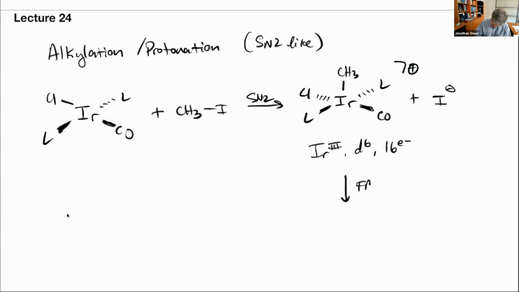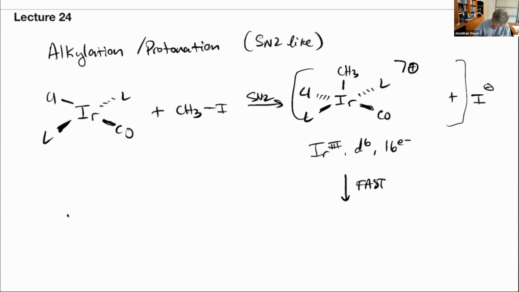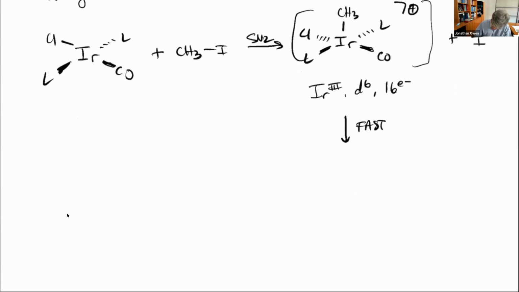It's very rapidly converted. This is a proposed intermediate, actually. So it finally gets down to the 18 electron product.